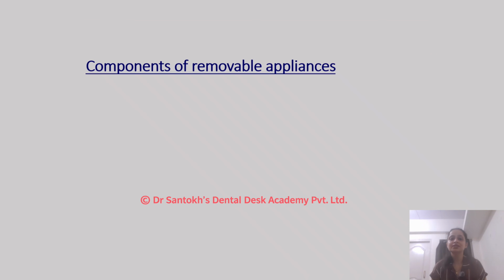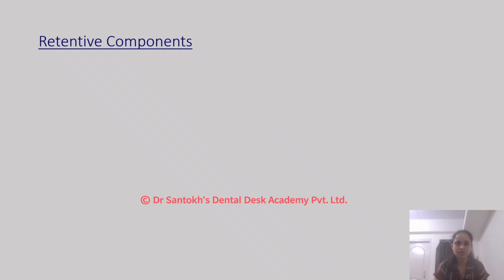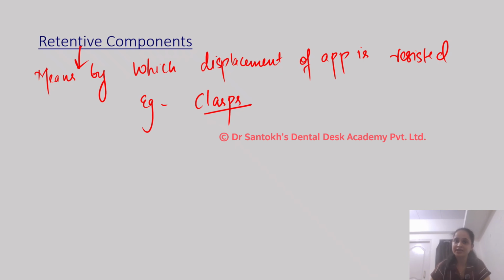Next, what are the components of removable appliances? The components are retentive components, the base plate, and the active components. So these are the different components of removable appliances. First we will see what are the retentive components. What is the meaning of the word retention? Retention is a means by which displacement of the appliance is resisted. So it is a means by which the appliance will not dislodge from the oral cavity. These are the retentive components. What are the examples of retentive components? All your clasps. All the clasps come under your retentive components.